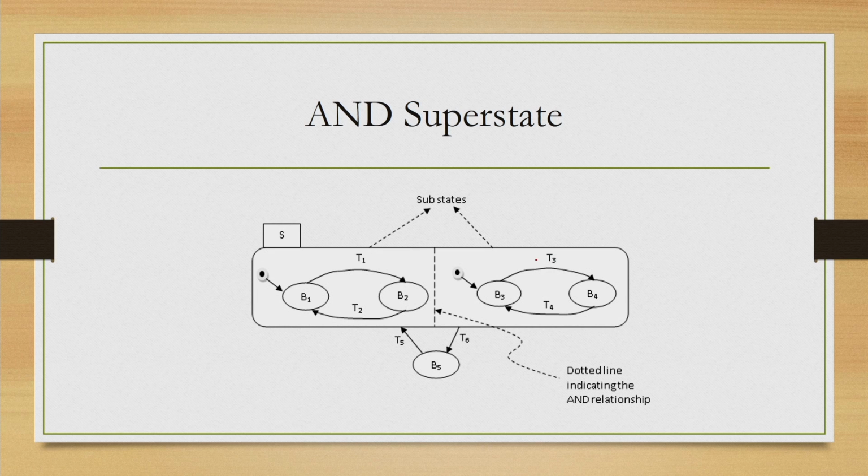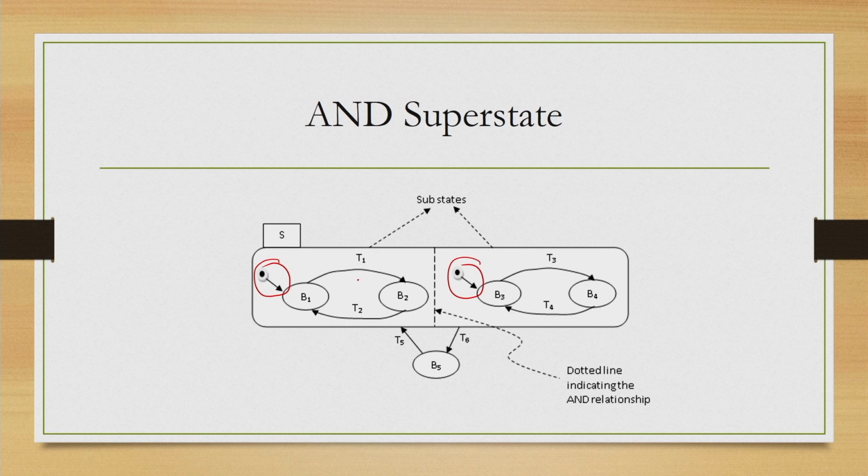Now, what do I mean by the term active? That means whenever they are entered, the basic state that is indicated by the default mechanism becomes active together. So, whenever S is entered, B1 and B3 become active together, because the default mechanism indicates so. In case of T1, the default mechanism says B1 should be the first state or default state. In case of T3, it states that B3 should be the default state.